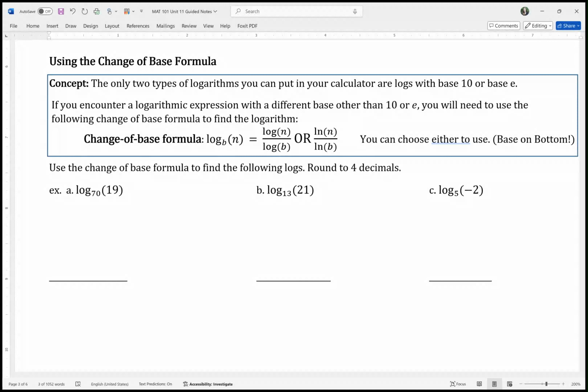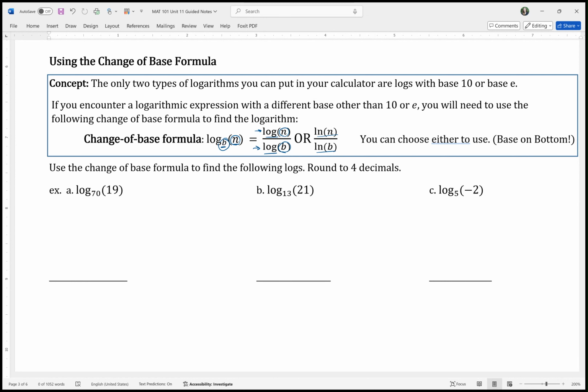Our basic change of base formula is going to have the base of b with our argument of n, and we're converting this by changing it into a fraction with log on top and bottom, and these two logs are our common logs. Our argument is going to be in the top or numerator, and our base is going to be in the bottom or denominator, so base on bottom. You could also use natural log. I usually don't, but it doesn't matter which one you use as long as you're consistent on what you put in the numerator and denominator.